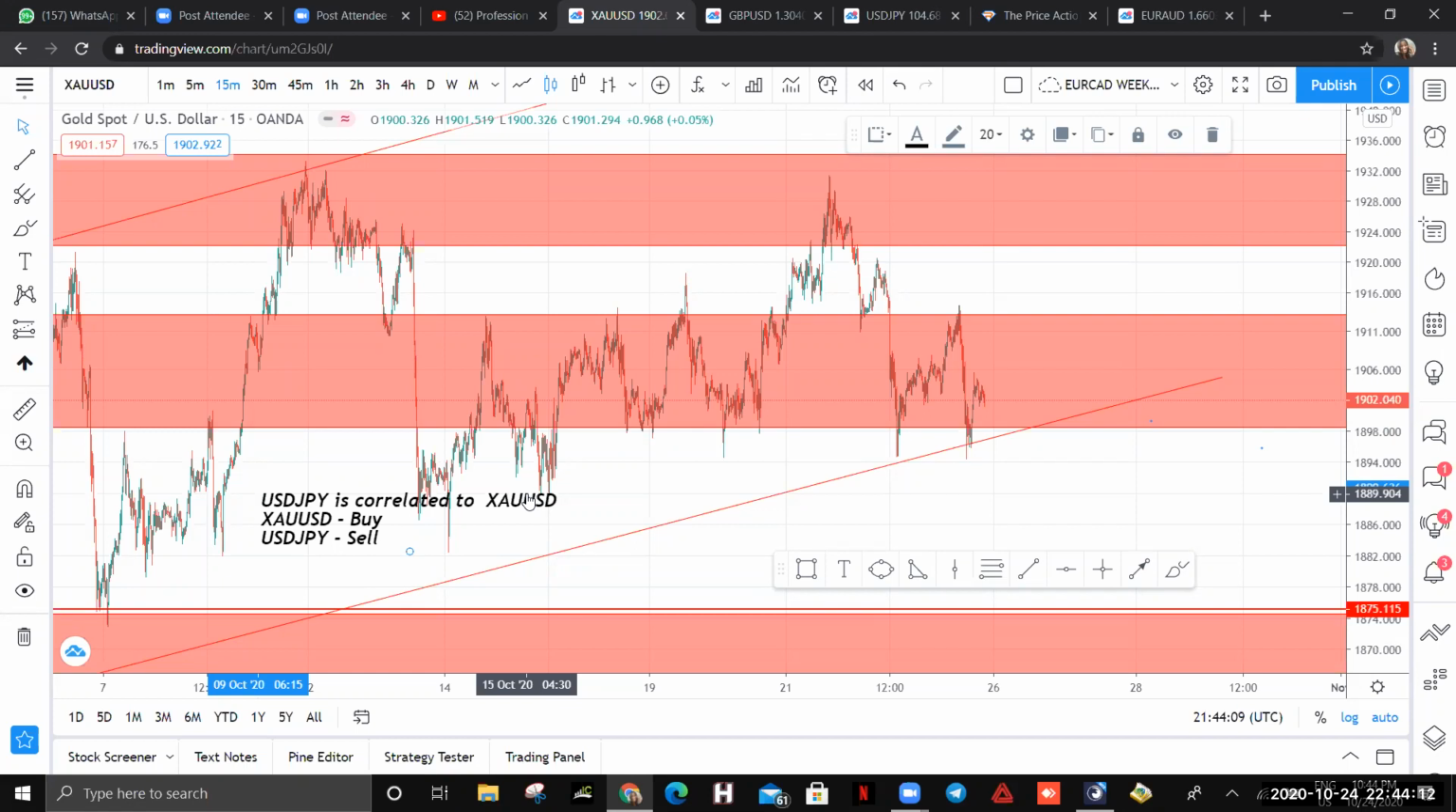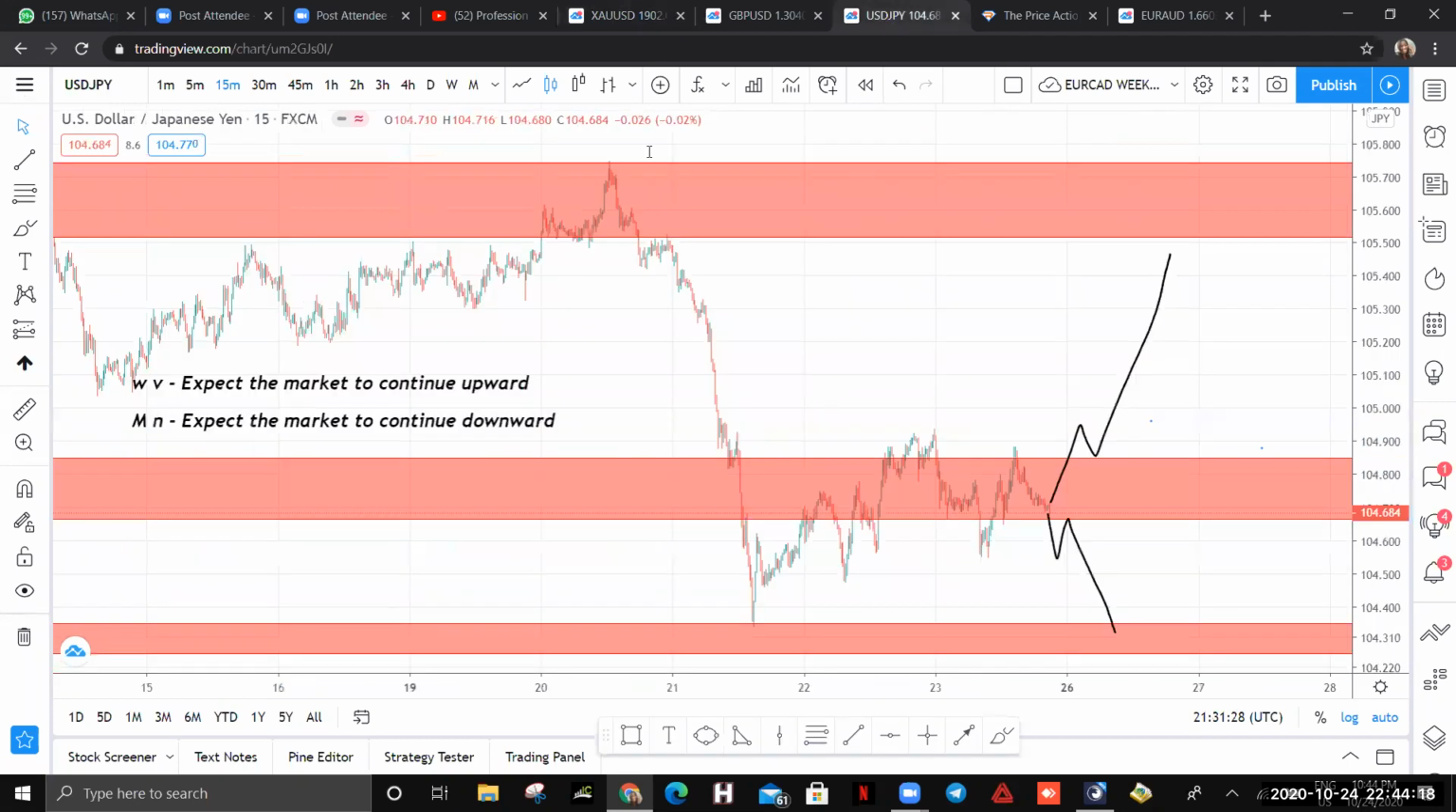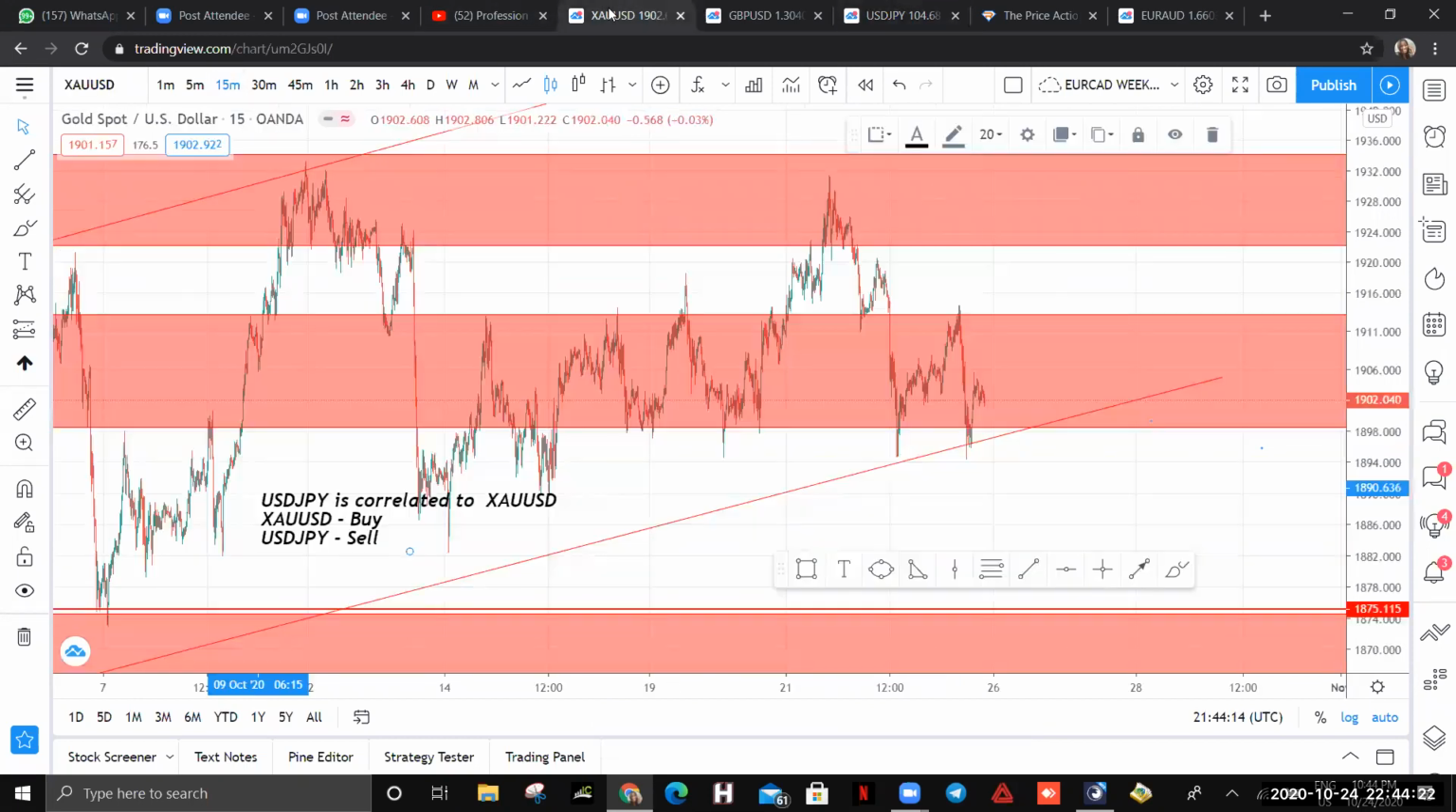Now look at this chart now. Look at this thing you are seeing here for gold. Let's go to USD JPY. What's that? That's a 15 minutes chart, right? Let me reduce it.